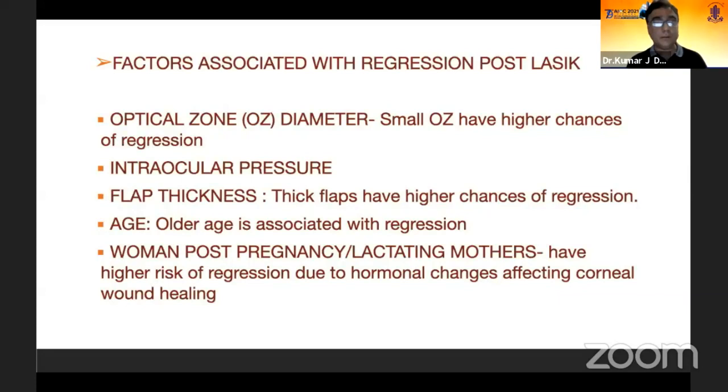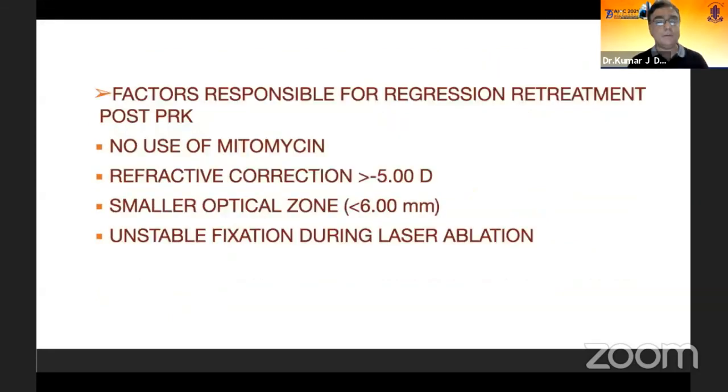A small optical zone is known to cause higher chances of regression. Flap thickness too: if you have a thick flap, like in olden times when we used to have 130 and 160, it also leads to higher chances of regression. Older age group is associated with regression, and of course pregnancy and lactation in women are known factors that affect regression. As rightly pointed out by Dr. Praveen Krishnan, if we do not use mitomycin, it will cause epithelial thickening and some amount of regression, so now we all use mitomycin for refractive correction of more than -5. But this is not seen in the new lasers and new software. And all of us avoid a small optical zone; we use large optical zones depending on the size of the pupil.